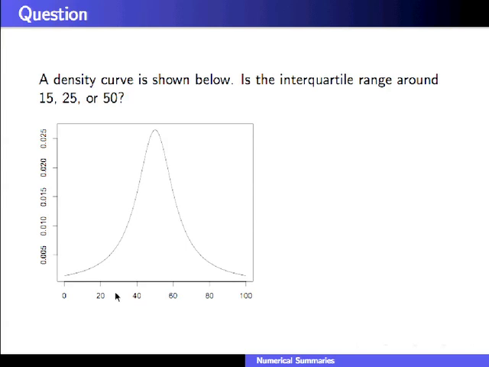The other one says, is it roughly within 12 and a half of 50, so 38 to 62? And the other one, is it roughly between 43 and 57? What do you think? Can you rule one of them out right away? What do you want to rule out? 50. Good. I'd rule that one out. And now we're down to 15 or 25. What do you think?